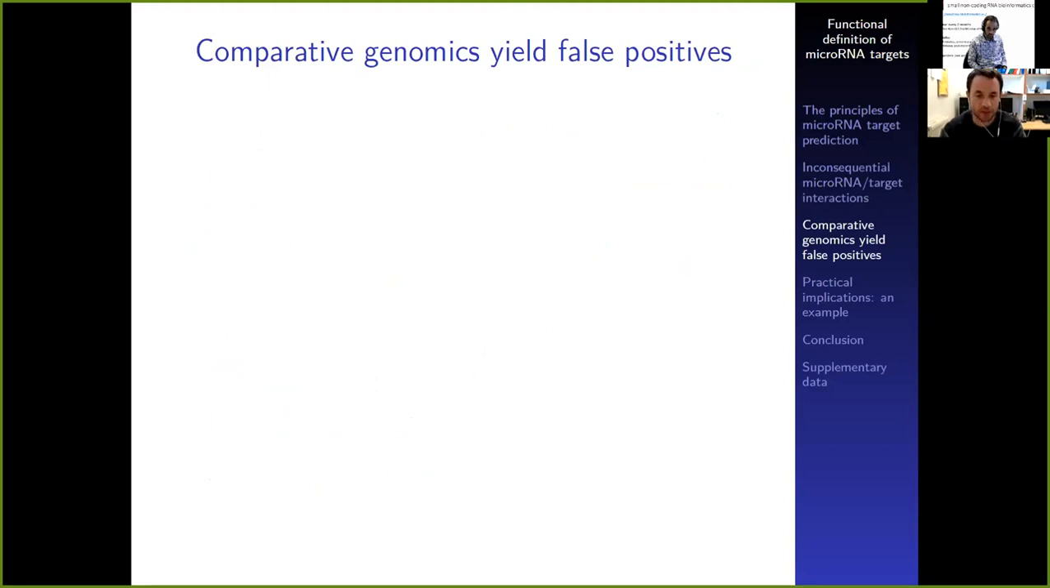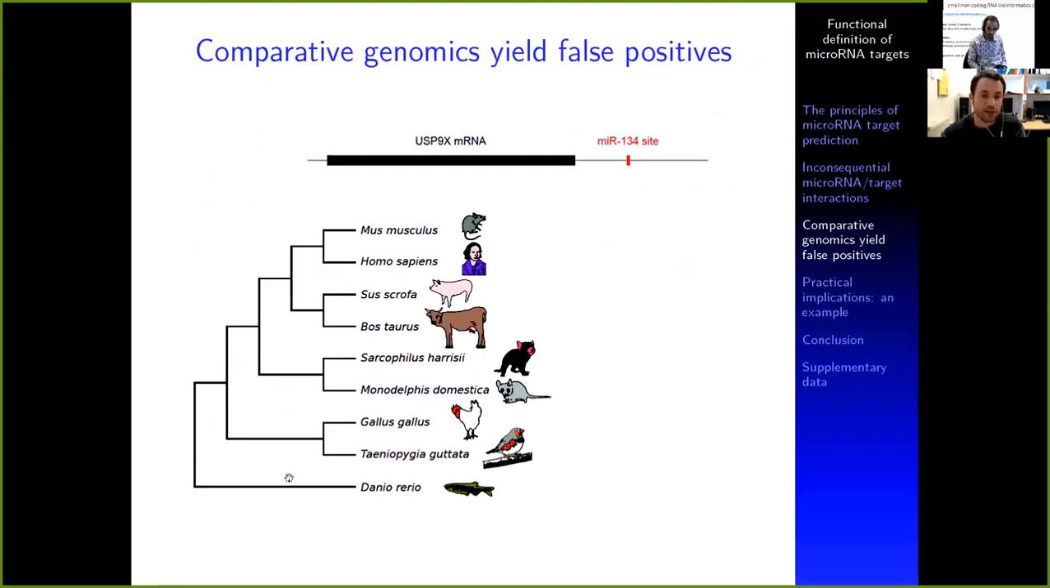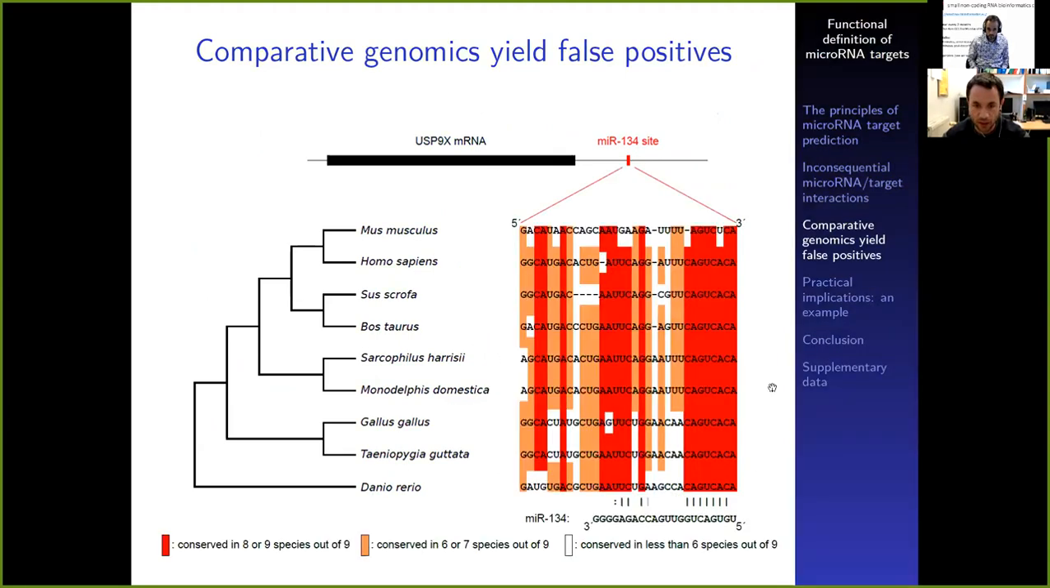So let me explain a bit how it worked. This is an example. When you want to see whether a given microRNA binding site is conserved in evolution, for example, this miR134 binding site located in the 3' UTR of the USP9X gene, you want to see whether this binding site is conserved in vertebrates. So you can look at the orthologous sequence of that binding site in various vertebrates. And in that particular example, that's the result.